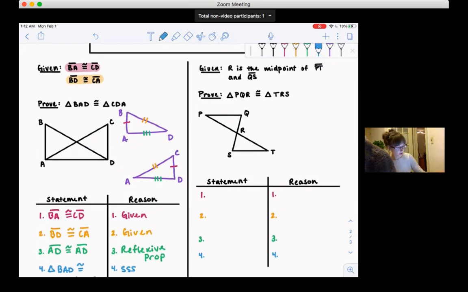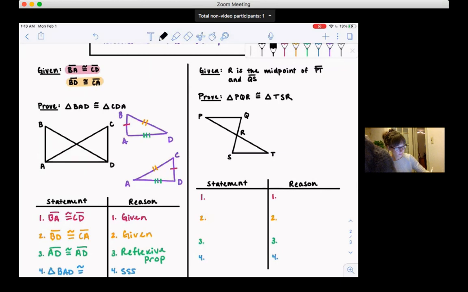So we're given that R is the midpoint of PT and QS, and we want to prove that triangle PQR, so this top one, is congruent to TRS. Oops, I just realized these are in the wrong order. Here we go. Okay, so there's only two triangles in this picture and they're not overlapping, so we don't need to draw them separately. We can just work with the figure that we have.